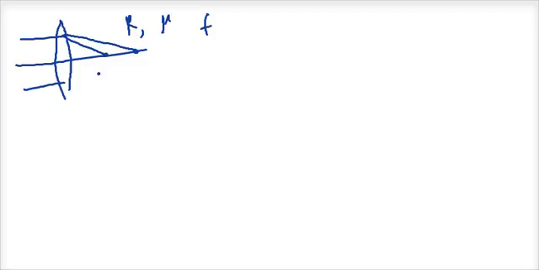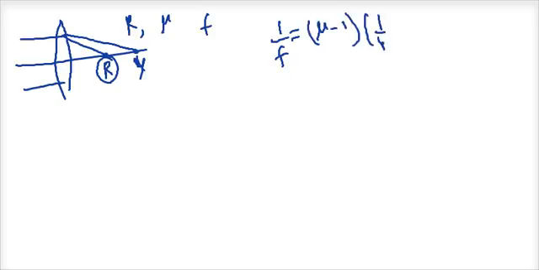Now first question: how do you know that red will get focused here and violet will get focused here? Let's try to answer that. For any lens, the focal length is given by 1/f = (mu minus 1) into (1/r1 minus 1/r2). Remember, the values of r1 and r2 will not change, whatever happens. Mu minus 1 will change.